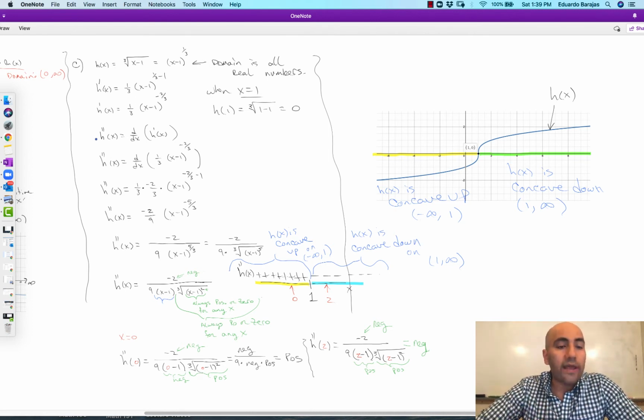On the other hand, whenever the second derivative is negative, then the first derivative is decreasing. Therefore, the underlying function is concave down. Okay? All right, good. Let's try something else.